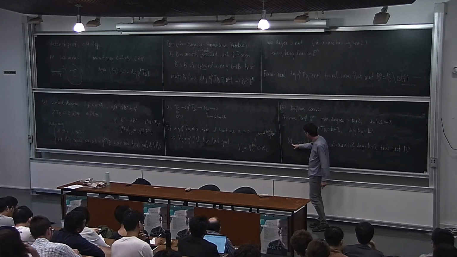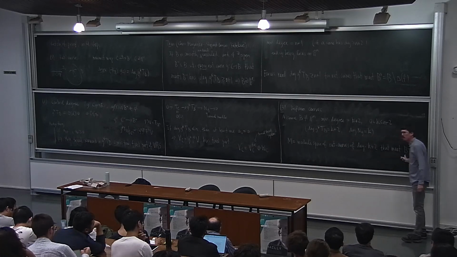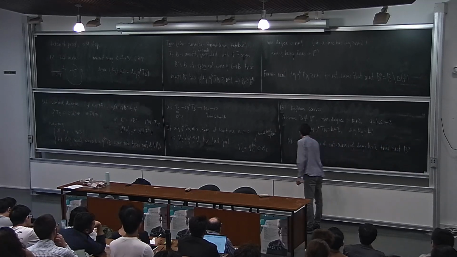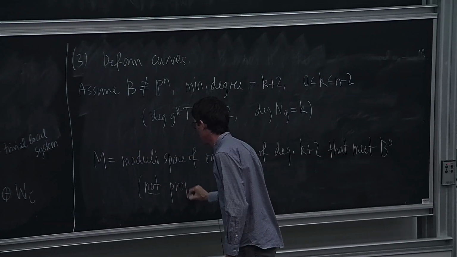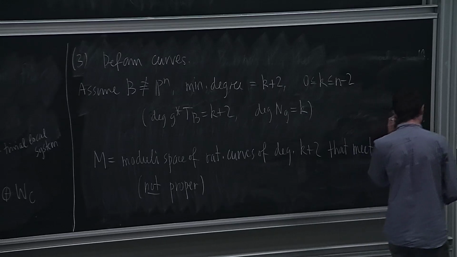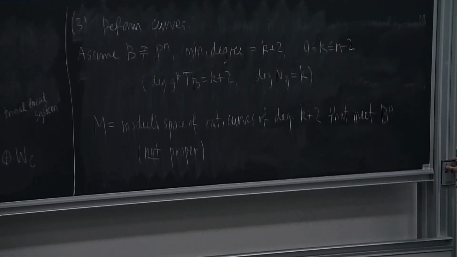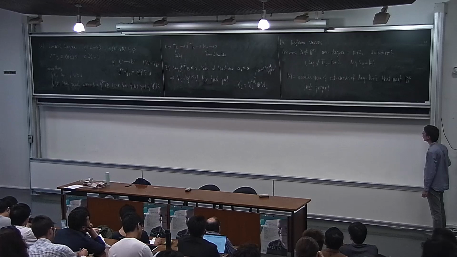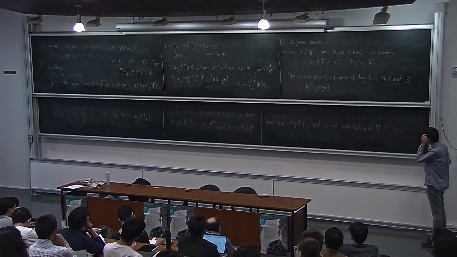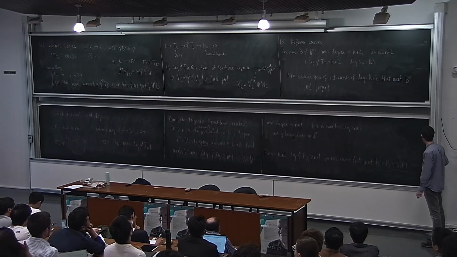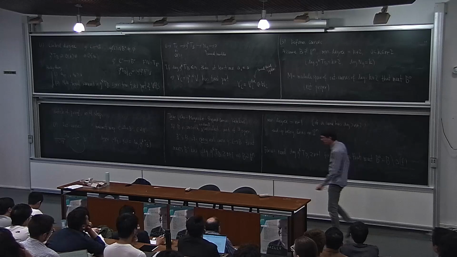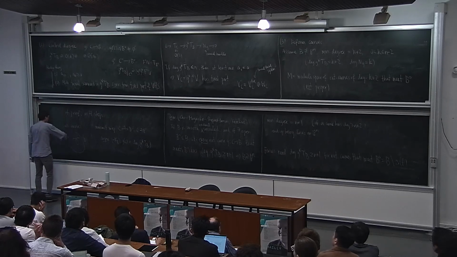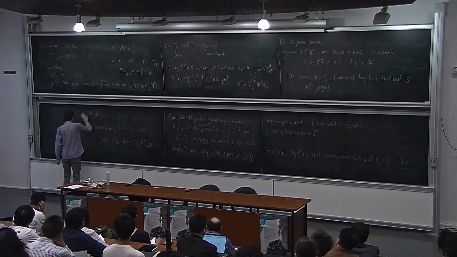The main thing, if you're a moduli person, is that because we're only looking at curves that meet B0, we cannot arbitrarily degenerate. So this M is not going to be proper, right? So this is not proper. Okay, but still the situation is very, very nice with this moduli space because of the result from step 2. So let's maybe first write all this down.